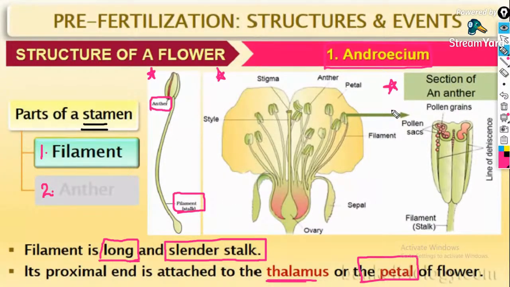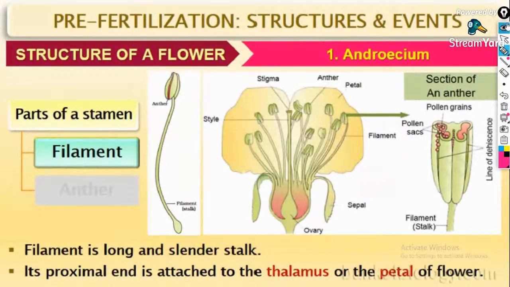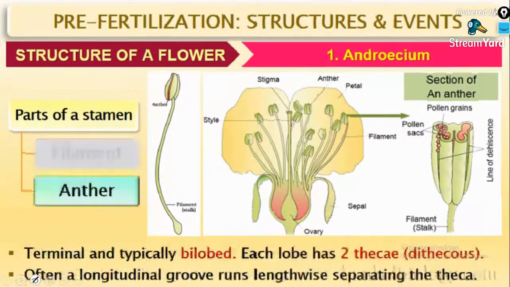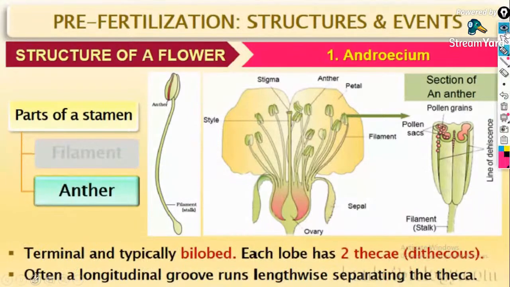Then we will discuss the anther in detail. So the filament is the long, stalk-like portion of the stamen, and its proximal end is attached to the thalamus or the petal of the flower. Is it okay, Srujana? Have you understood the points that we discussed now? The second part is the anther.